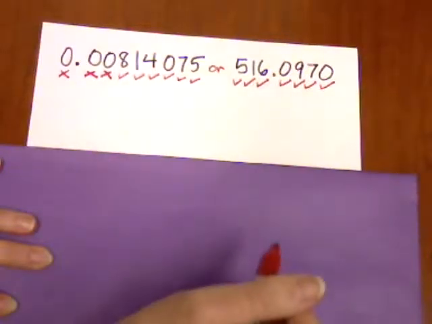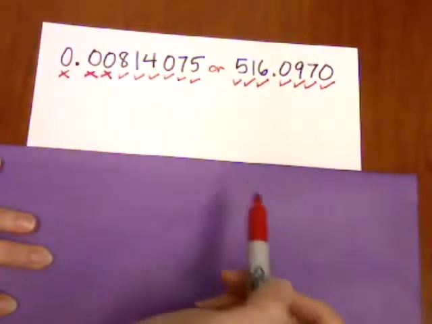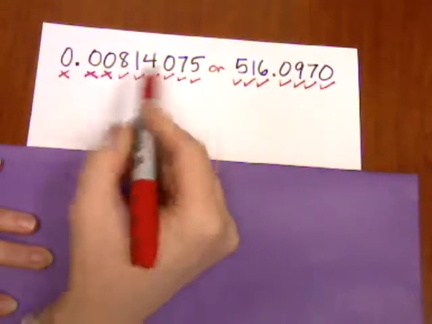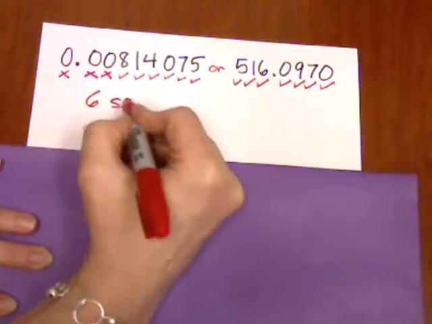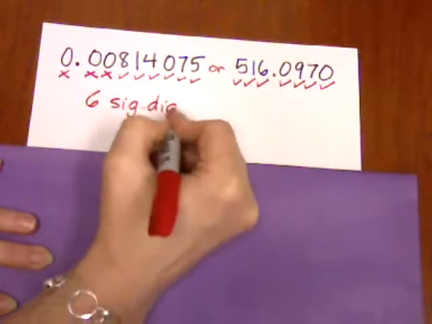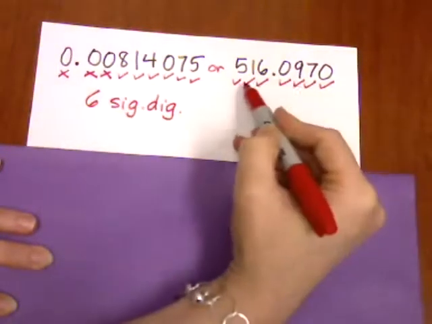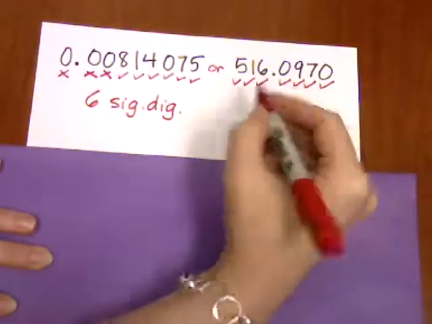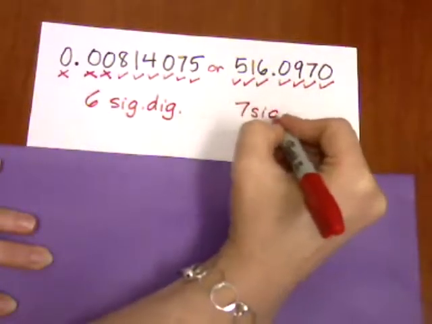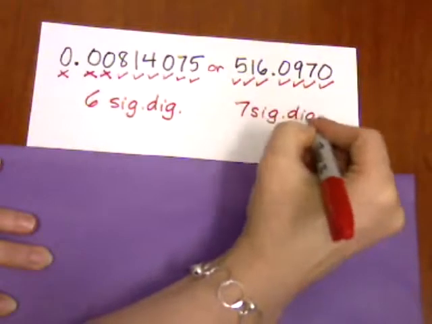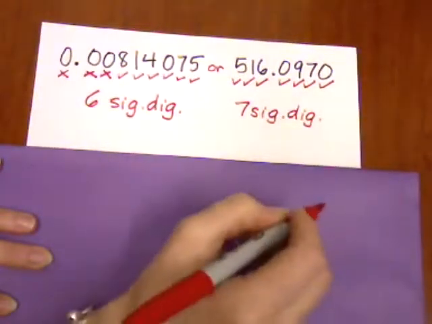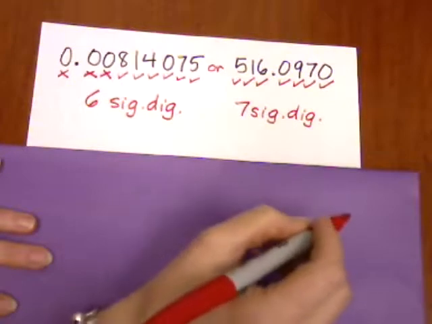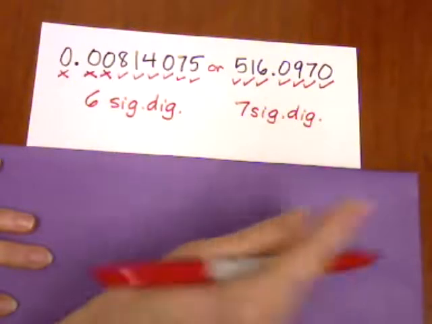Now that we know which ones are significant, let's compare the two numbers. We have 1, 2, 3, 4, 5, 6 significant digits on the first number, and 1, 2, 3, 4, 5, 6, 7 significant digits on the second number. So it is obvious that the 516 and 97 thousandths would have more significant digits.